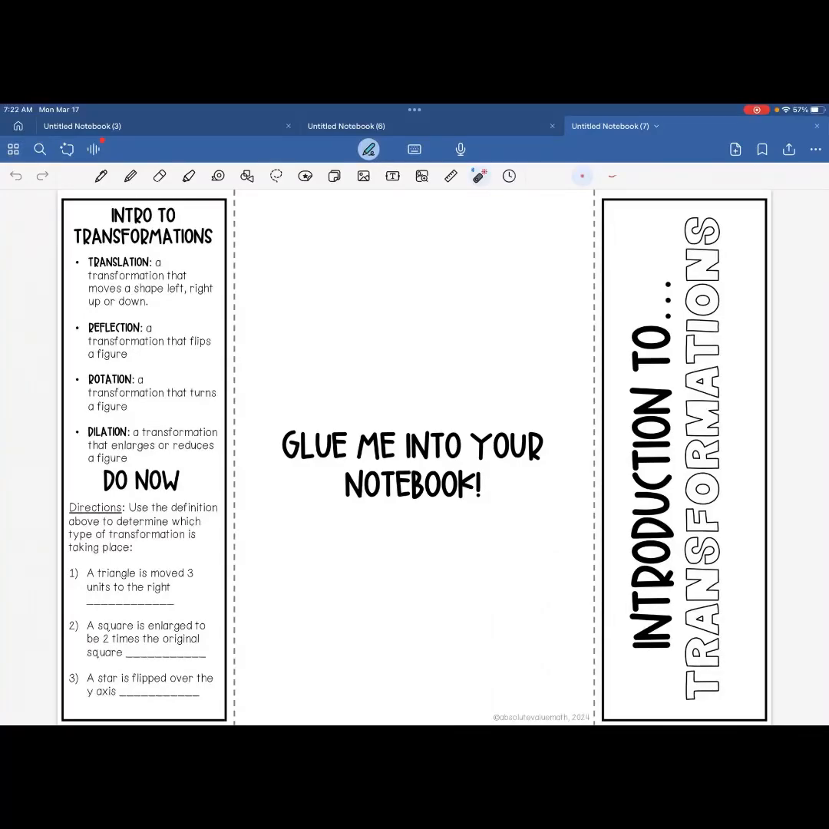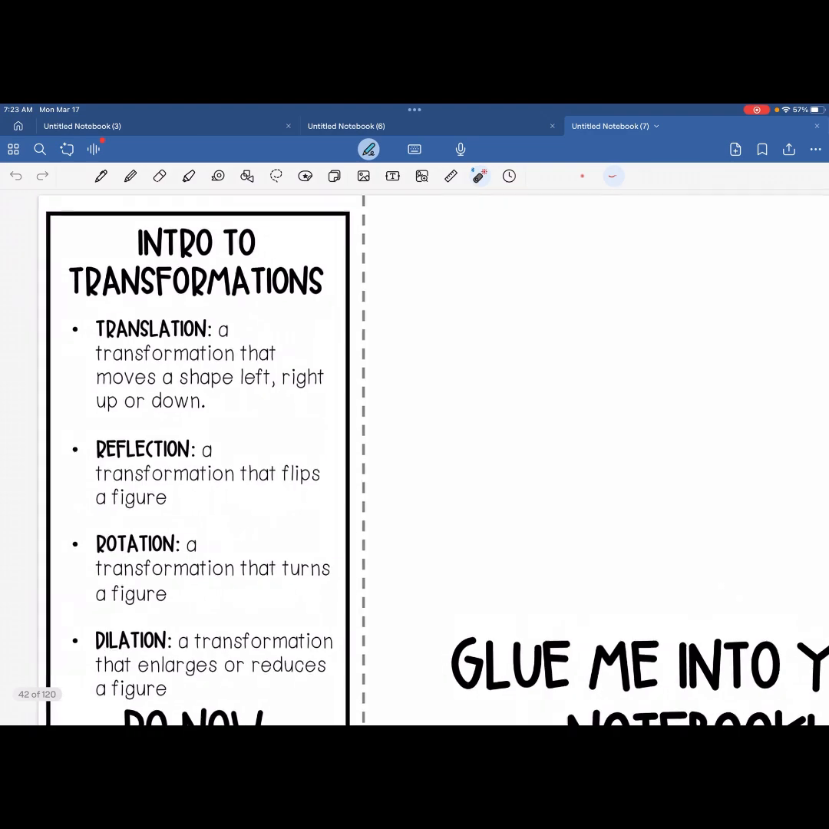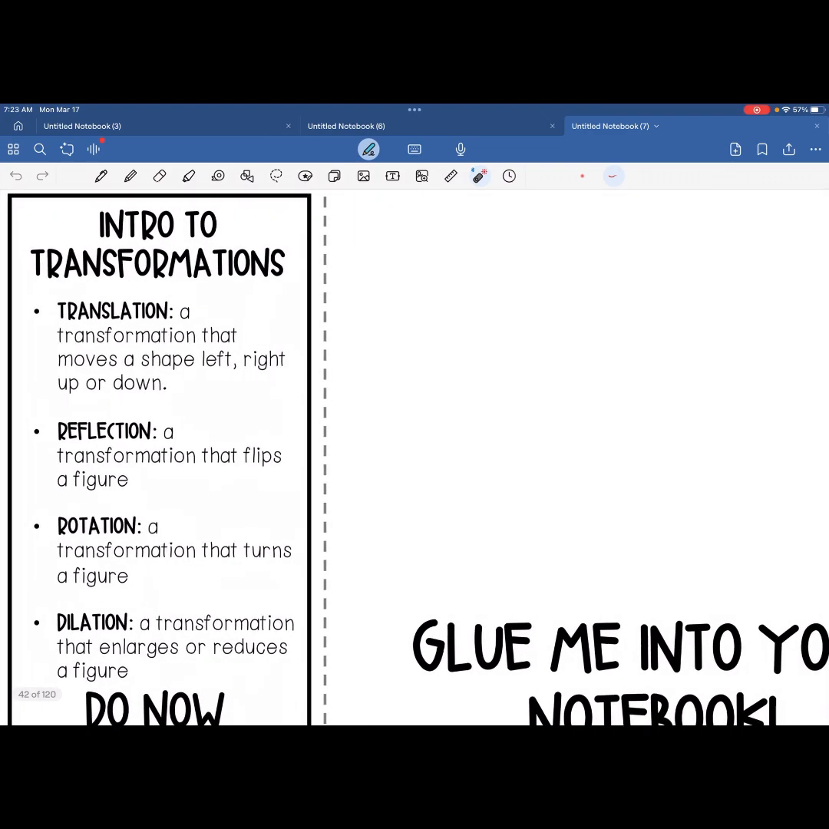Okay, welcome to Introduction to Transformations. So today we're going to be talking about transformations. There are 4 different types of transformations. We're just going to go through those examples together now. One of them is called a translation, and a translation is a transformation that moves a shape left, right, up, or down. So if we're here with letter A and we want to move it from letter A to letter A, that's a translation. We've moved this shape up.